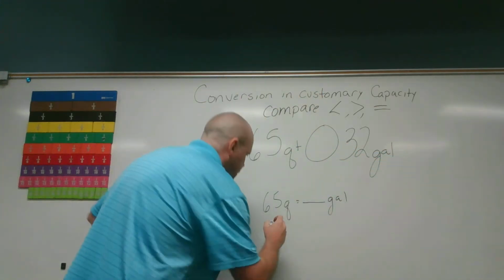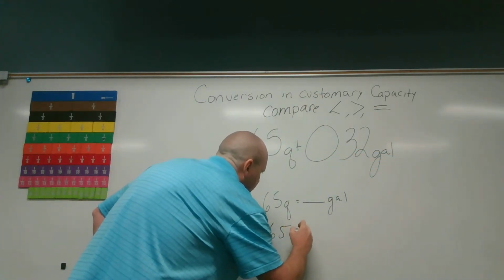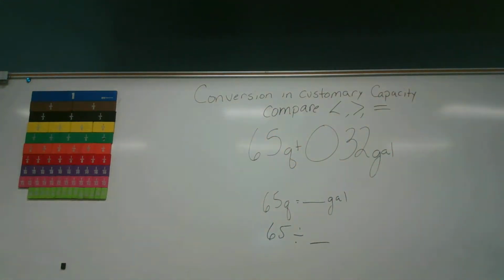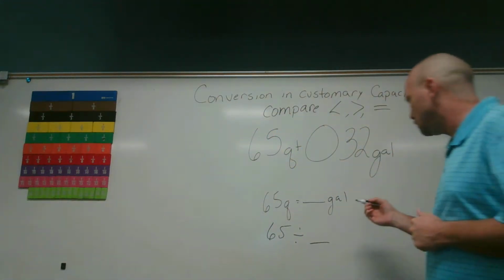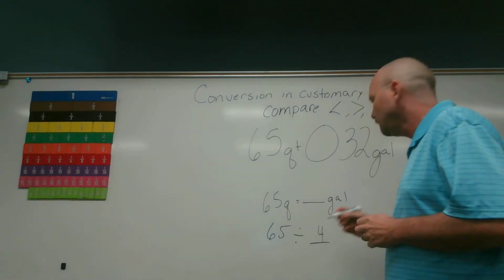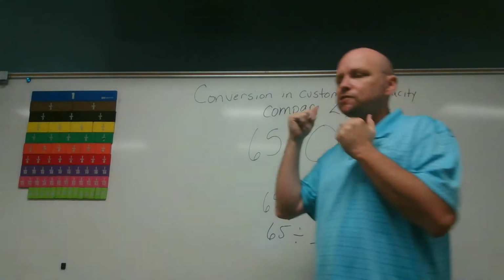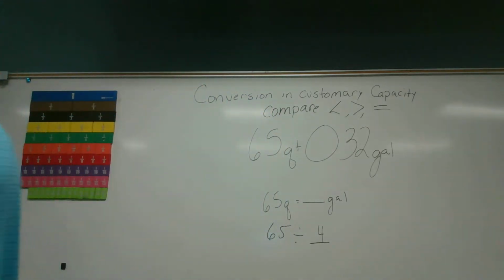So we have to do 65 divided by what, Ashley? 4. By 4. Where did you get 4? Because 4 quarts equal a gallon. So, Ashley, will you please do that math for me?